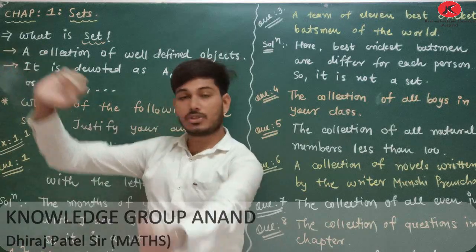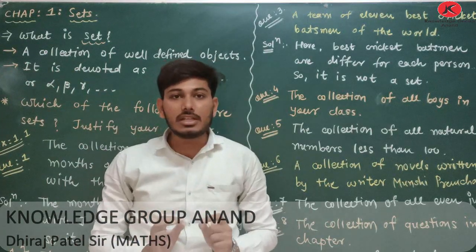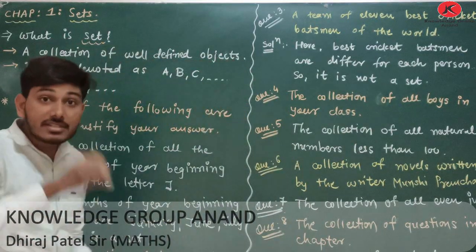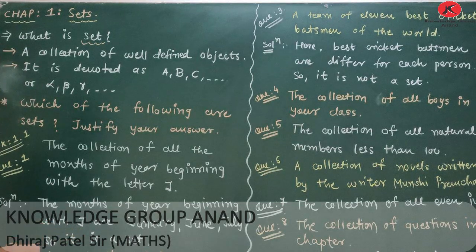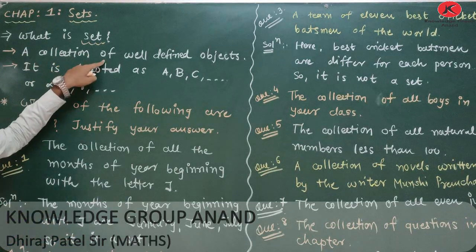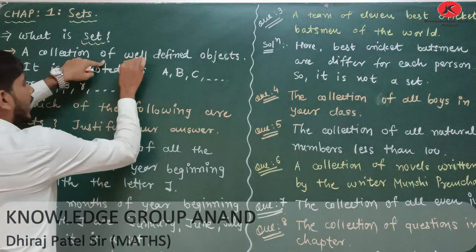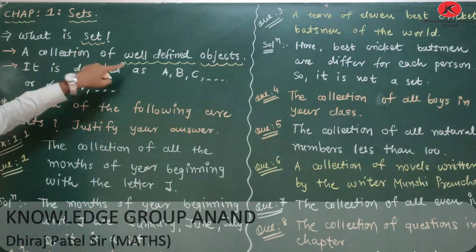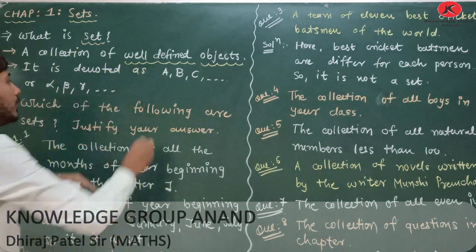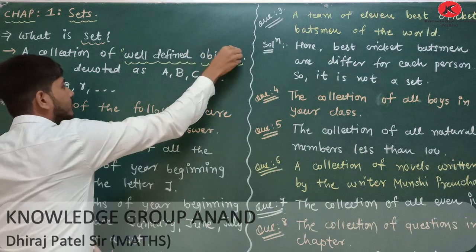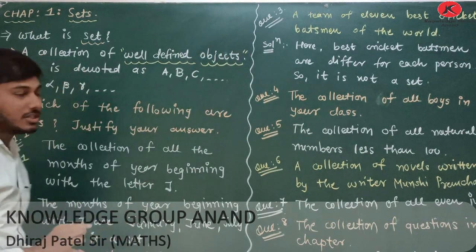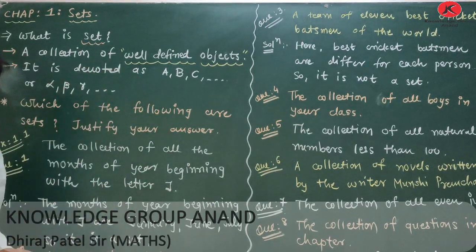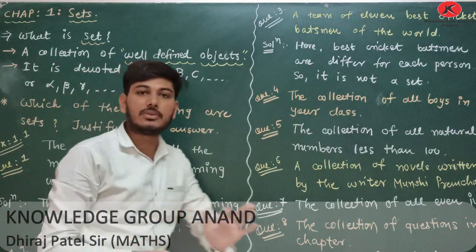Okay. Now first of all, the first question is, what is a set? The answer to this question is: a collection of well-defined objects. I am underlining this word, well-defined objects. This word is very important for us. Now, what do we mean by well-defined objects?